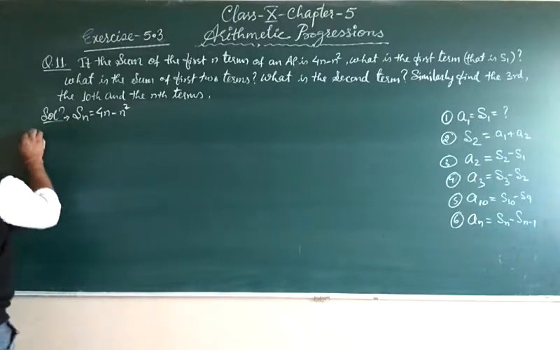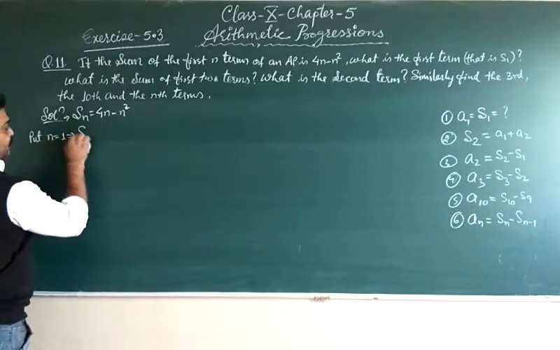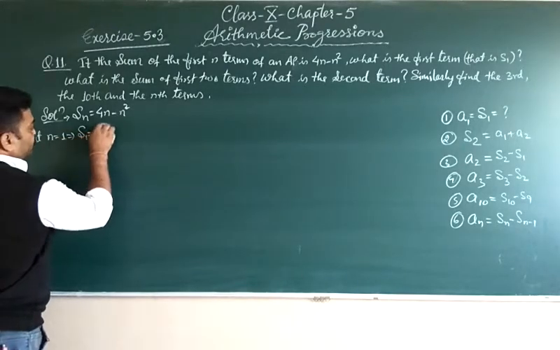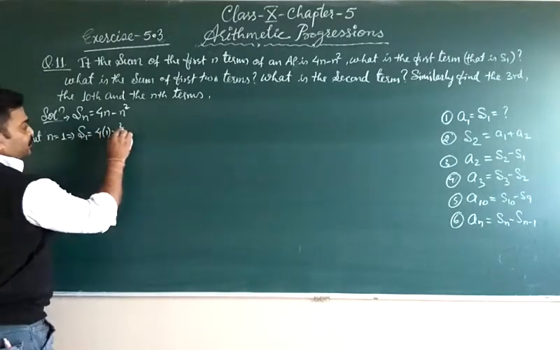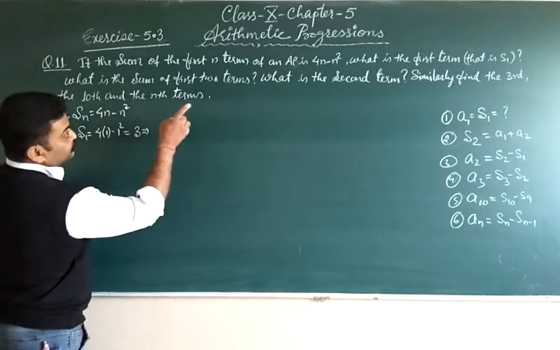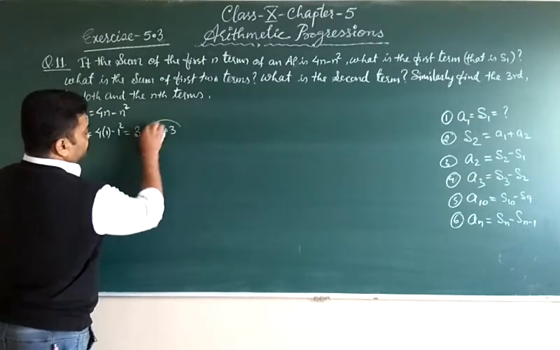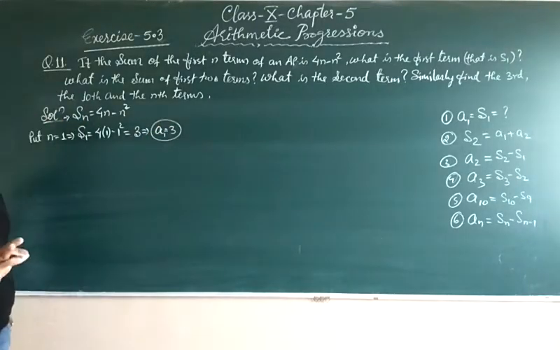Put n is equal to 1. This implies S1 is equal to 4 into 1 minus 1 square, that is 4 minus 1, that is 3. So first term A is equal to 3. It is our first answer.